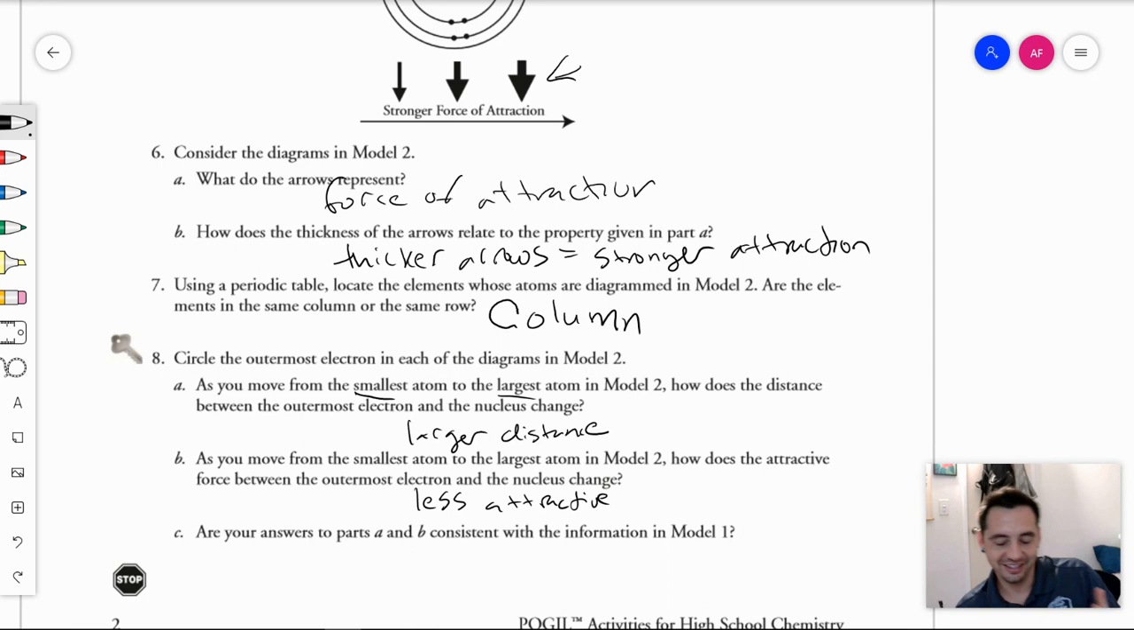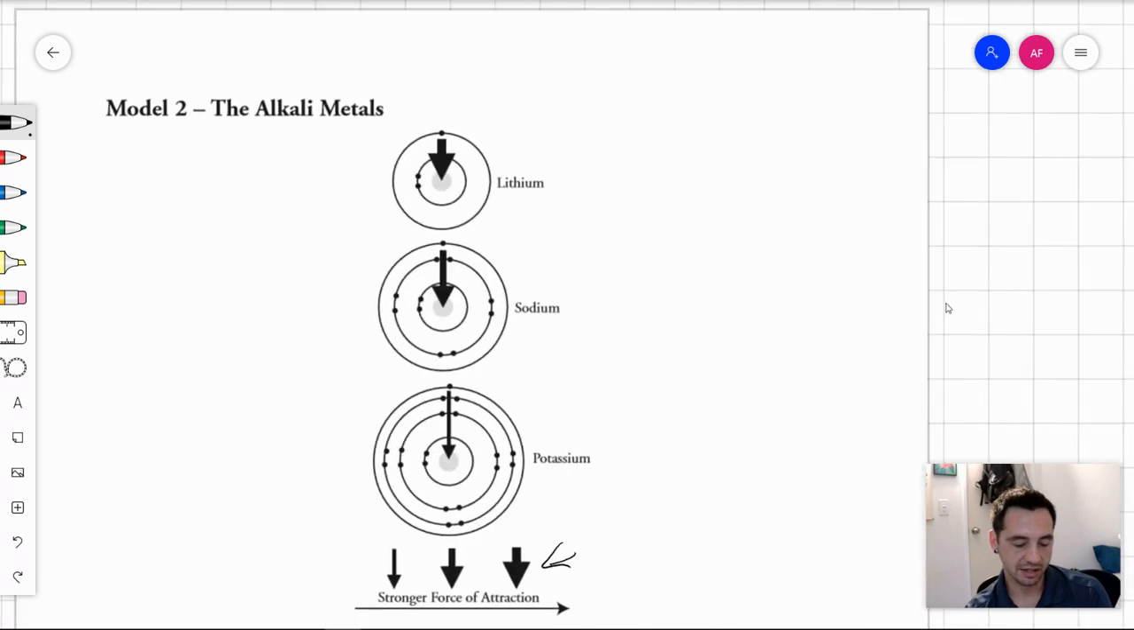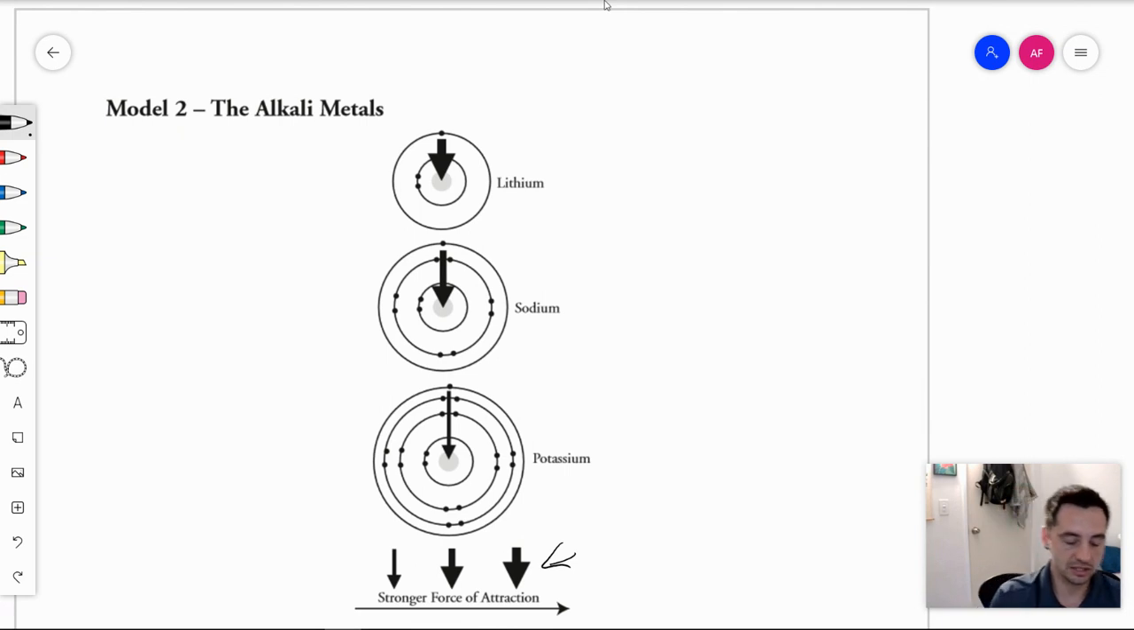So as the atom gets bigger, the force of attraction between the protons and electrons gets weaker because the distance gets greater and greater. And is that consistent with Model 1? Yes, of course it is. It's consistent with the rules of Coulombic attraction. Okay. Now, why is the distance getting greater? That's one question I didn't ask. The reason is because we're adding energy levels.